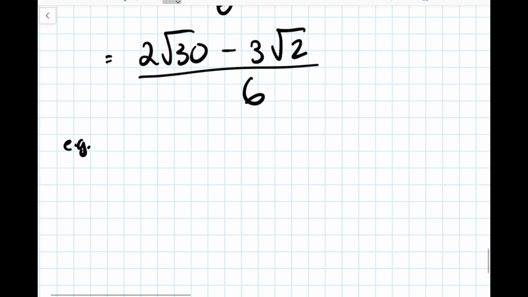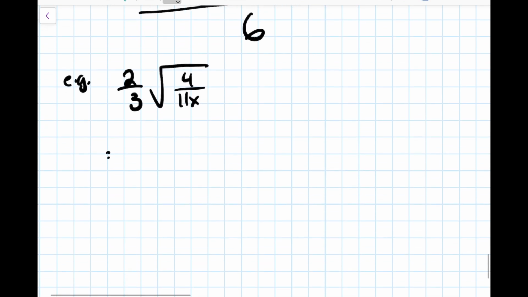So what if we've just got a couple of fractions mushed together, something like this? So 2 thirds and then 4 root 11x, like that. So what we can do is we can rewrite this. Instead of having this as 2 separate fractions, think of this as 2 and then root 4 up top, and 3 and root 11x on the bottom. This is a much easier way to work with this, and you can probably see where to go from here.